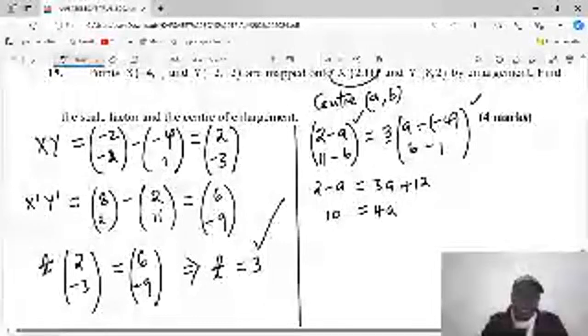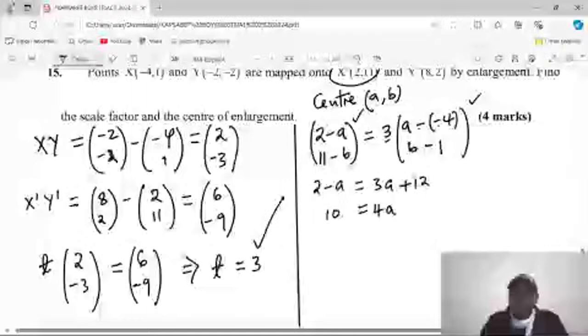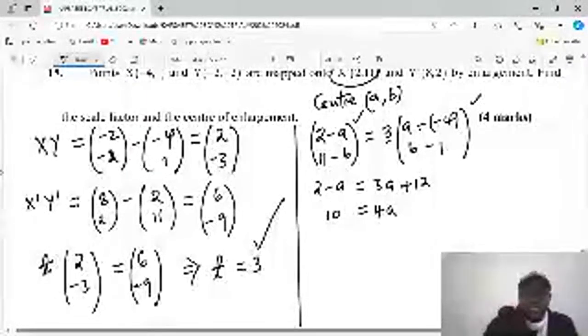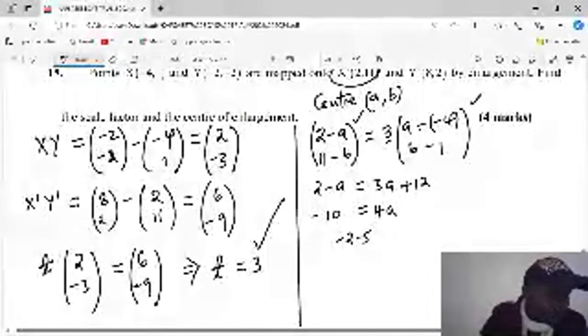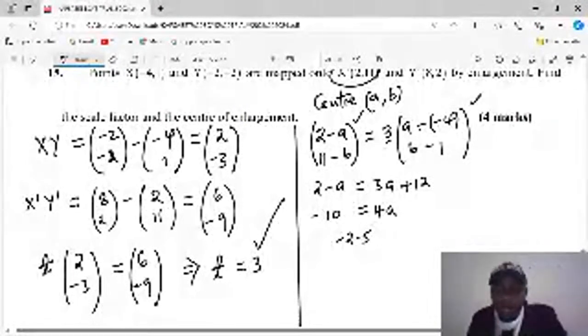So we shall have now 2 minus 12, giving us negative 10. So when I divide this one by 4, I'm getting negative 2.5. Then I finish up now. I finish up by getting the value of b.